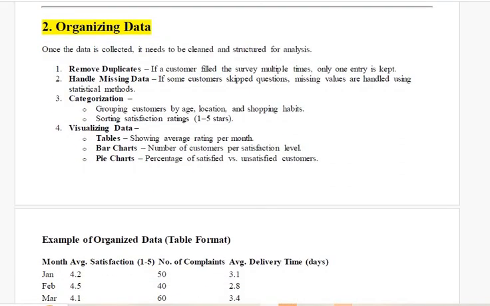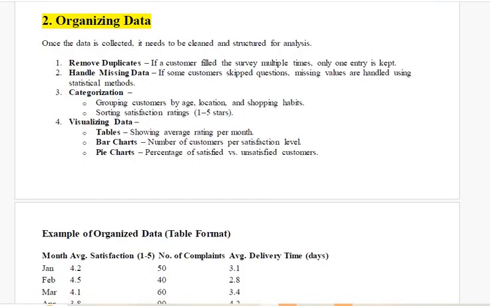Once the collection is over, the company should organize the data. It should remove the duplicates. If a customer filled out the survey multiple times, it has to handle the duplicates. If there is any missing data, they should fill it with something like the mean or median.